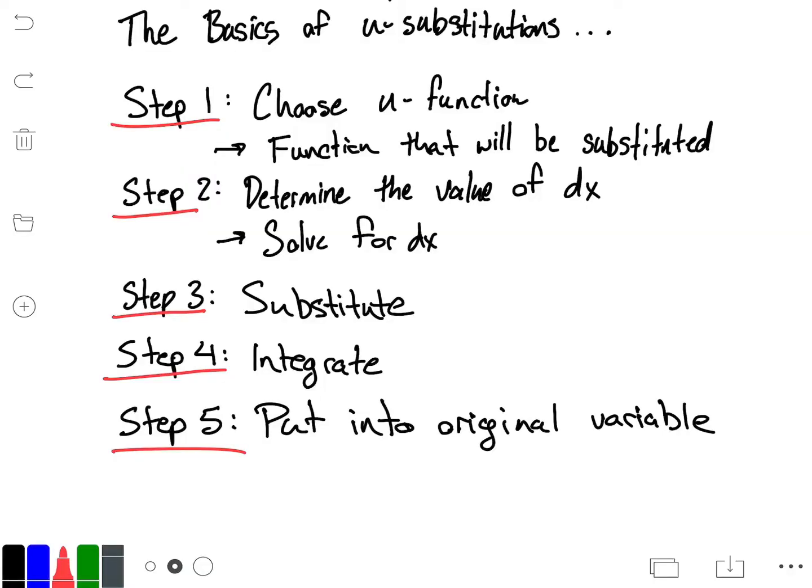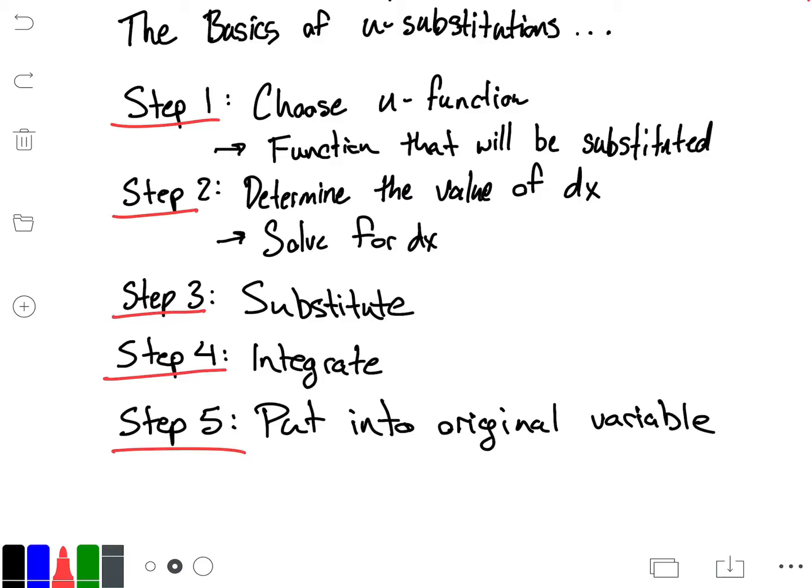So step 1 is going to be choose your u function. This is going to be the function that you're going to be substituting for. In my opinion, this is by far the most important step. Step 2, you're going to be determining the value of dx. This is actually going to be where you're going to solve for dx. And while at first this is going to seem super unintuitive, once you get the hang of it, this is probably going to be the easiest step of everything.